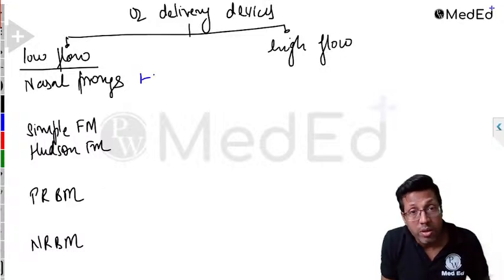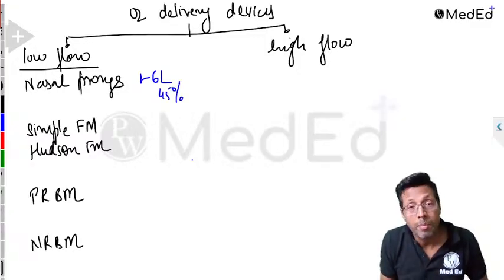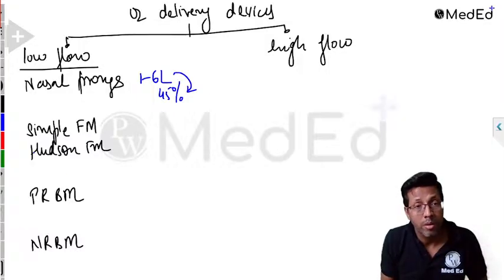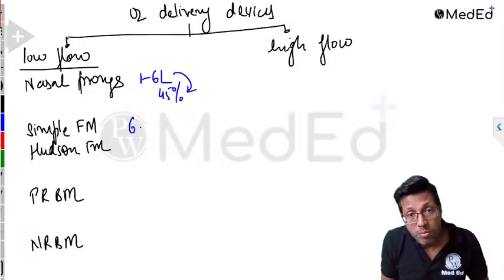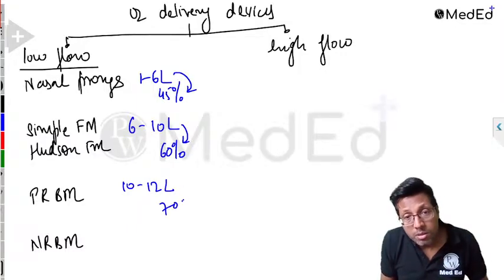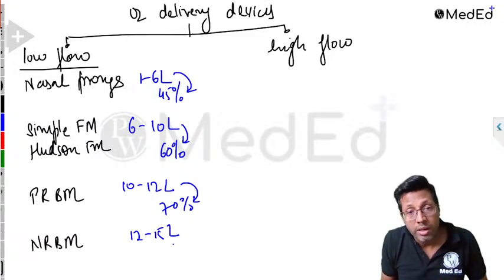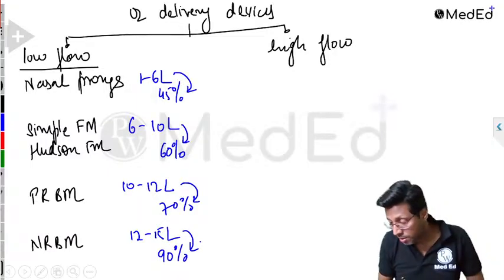The nasal prongs work between 1 to 6 liters. At 6 liters, it gives around 45% oxygen to the patient. FiO2 45%. This is the maximum. A simple face mask works between 6 to 10 liters. At 10 liters, it provides around 60% oxygen to the patient. A partial rebreathing mask works between 10 to 12 liters. At 12 liters, it provides 70% oxygen to the patient. Non-rebreathing mask works between 12 to 15 liters. At 15 liters, it provides 90% oxygen to the patient.